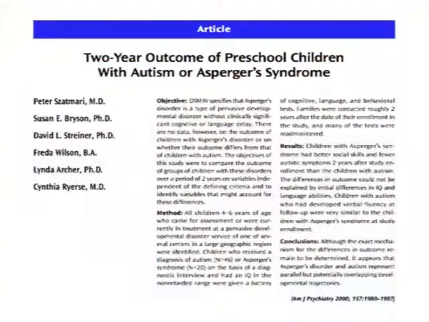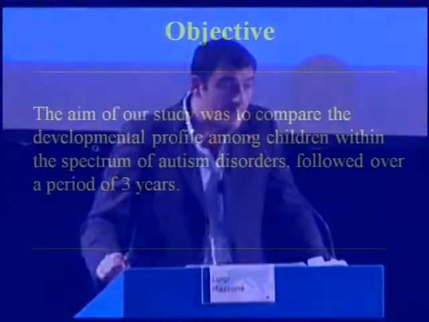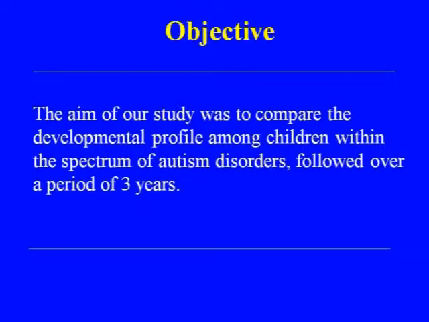Just about 10 years ago, Peter Szatmari, publishing in the American Journal of Psychiatry, tried to do this, following over a period of 2 years children with Asperger's syndrome and classic autism. He found that the verbal area is one of the predictors of a good outcome, also for children with classic autistic disorder. So our aim is to compare the developmental profile among children within the autism spectrum disorder, followed over a period of 3 years.